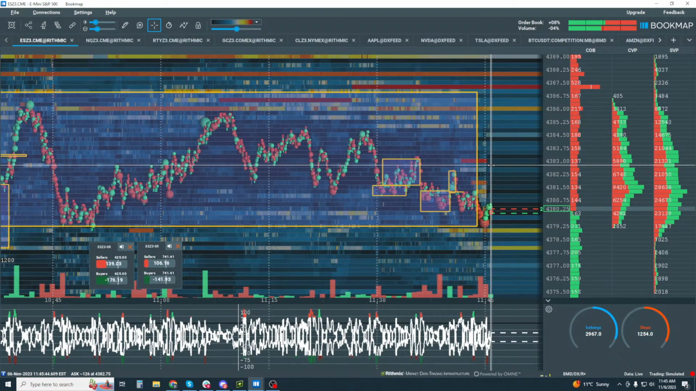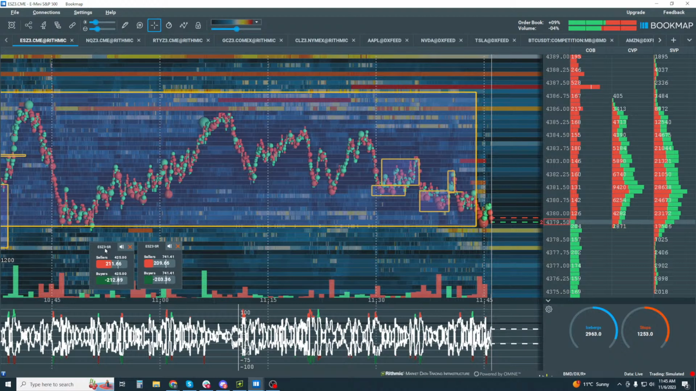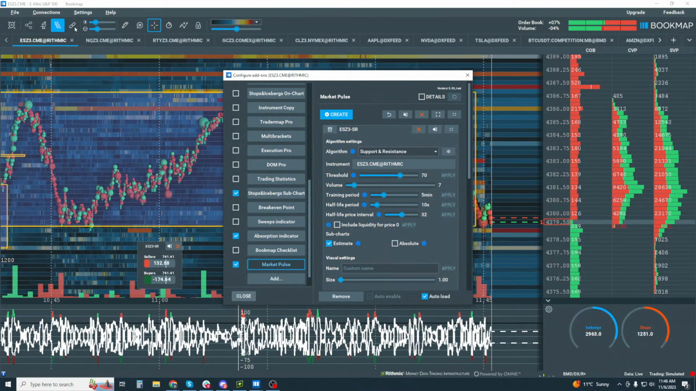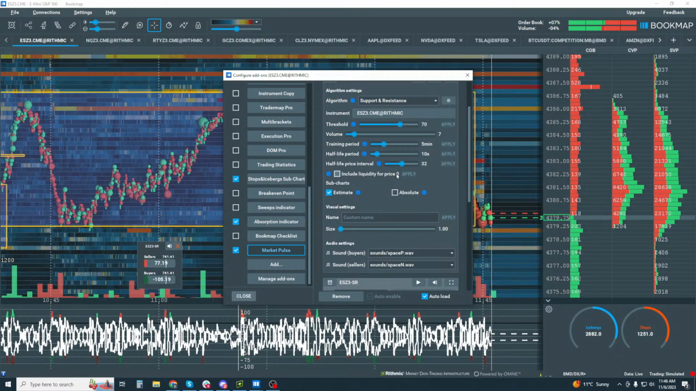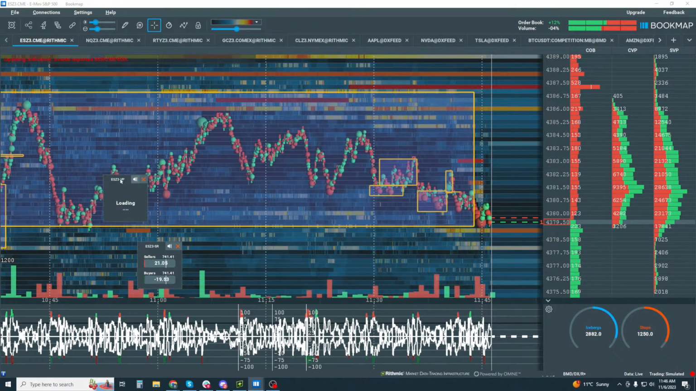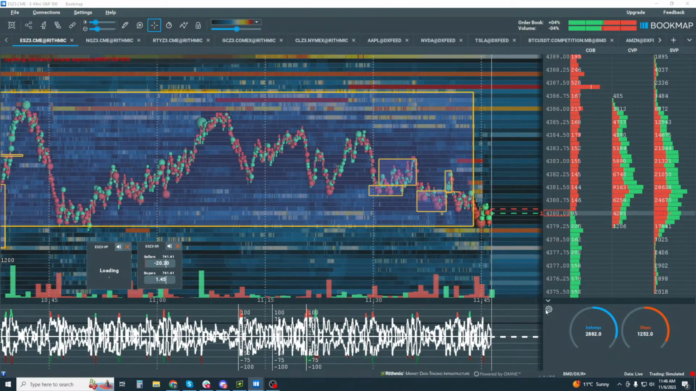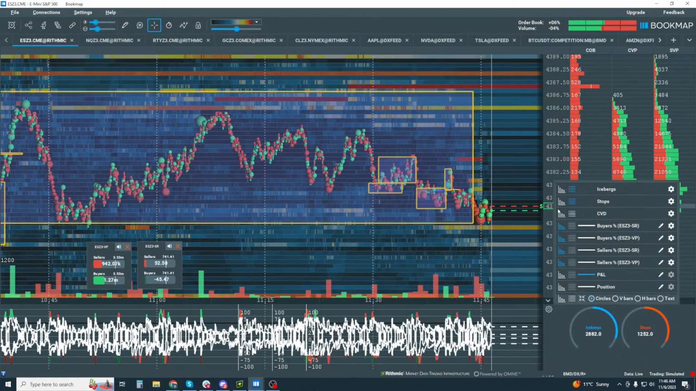Anyway, this is one of the scenarios here to play around with this order book. Let's close the small book inside the order book, and then we'll look at market pulse in here for volume pressure. Here it is. So let's see if we get volume pressure coming in, and try to move this market.